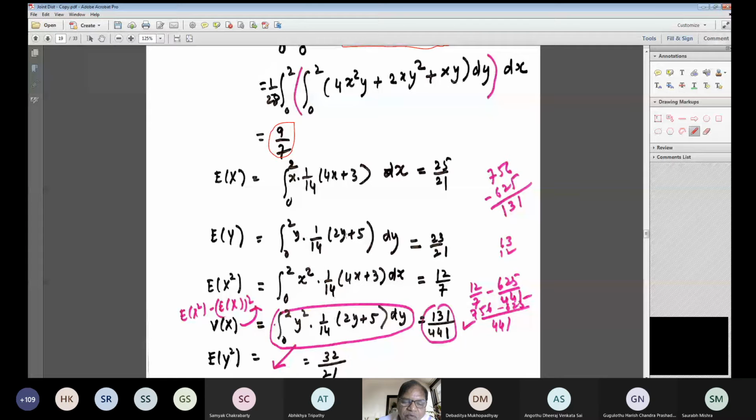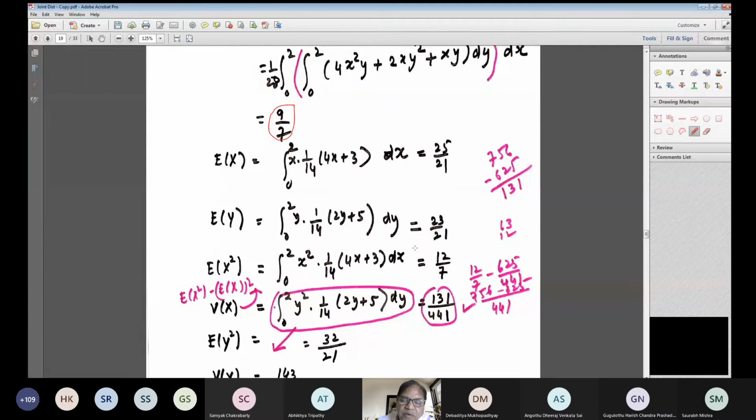So y into fy dy, this is 23/21. Now we have to get the variance of x. So what is the variance of x formula? Variance of x is the expected value of x square minus E of x, whole square. So this is the expression for variance of x. In order to find variance of x, we have to find E of x square.